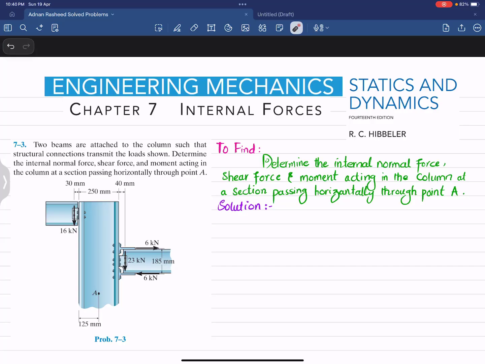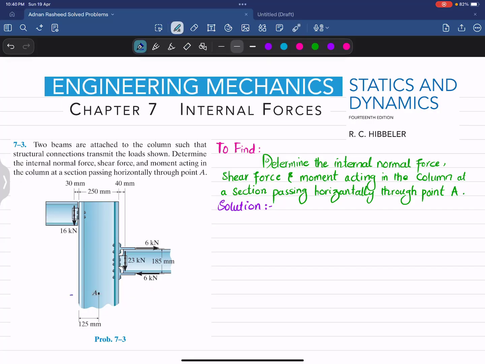So you can see this is a column, and these two are the beams that are connected with this column here, here, and here. And the transmitted loads are shown here. It is 16 kilonewton, this is 23 kilonewton downward, and this 6 kilonewton and 6 kilonewton are acting horizontally. So you have to determine the internal loadings or internal forces at A when a section passes through point A horizontally. So let's start with the solution.